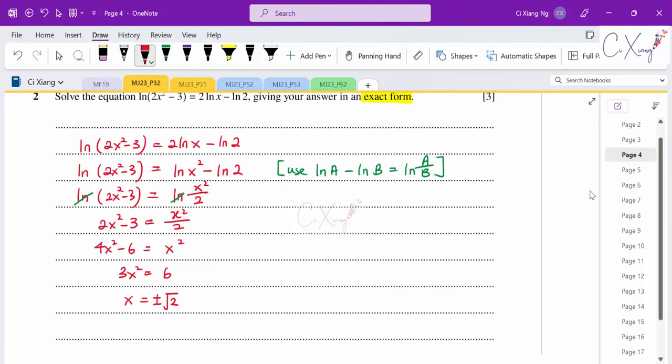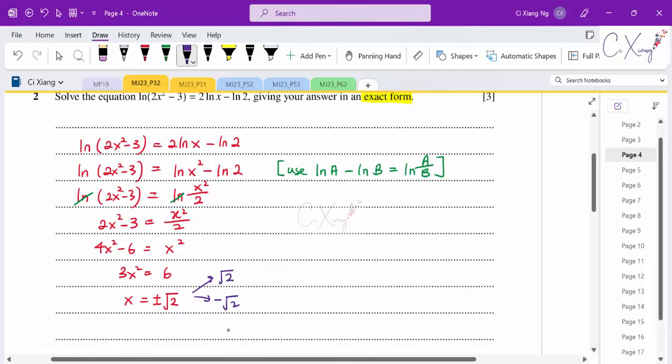Okay, so before we decide the final answer, we need to double check again. For x, I'm having two values here, where one value is square root 2, another value is negative square root 2. So we need to figure out and see, do we accept both answers or we only accept one of the answers? Okay, so what we are going to do now is we have to try and substitute and see that.